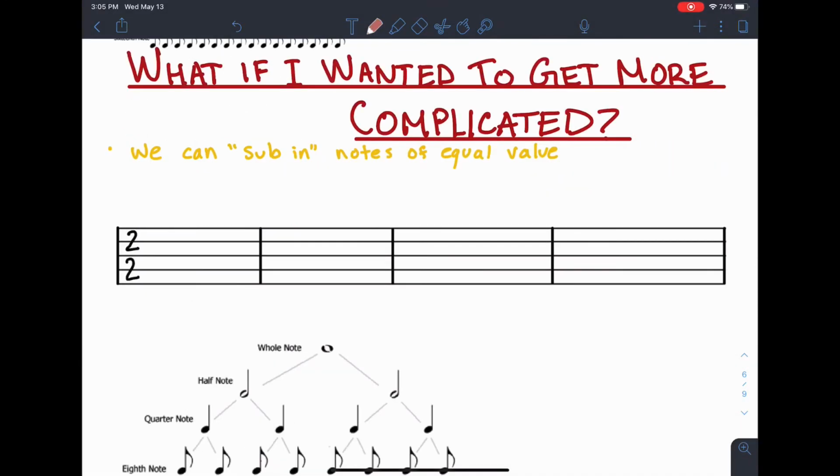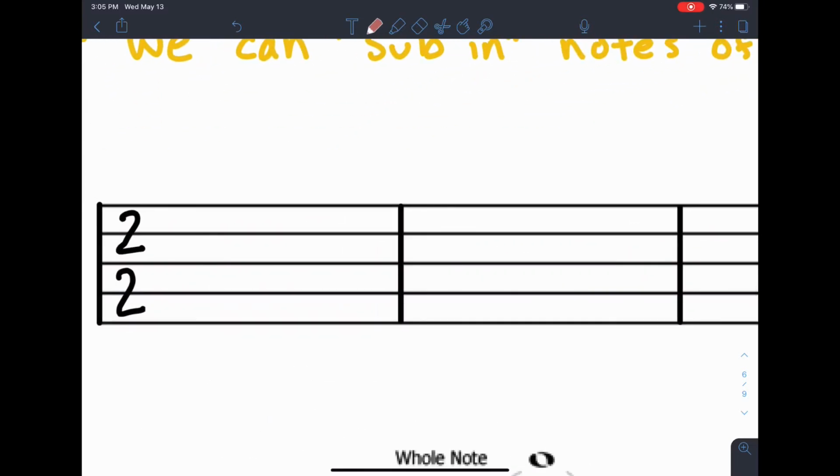Okay, let's say we are in 2-2. We know that there are 2 beats in a bar, right? So we have 2 beats in a bar. First beat, second beat. We also know that the half note is going to get the beat because we have 2 in our bottom number, 2 meaning half note. So here we go, half note, just like that. So the most basic bar could have 2 half notes in a bar.